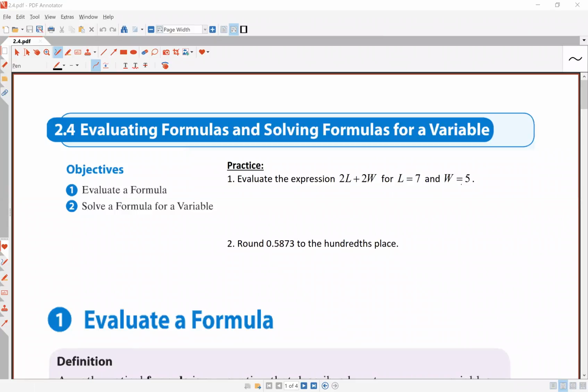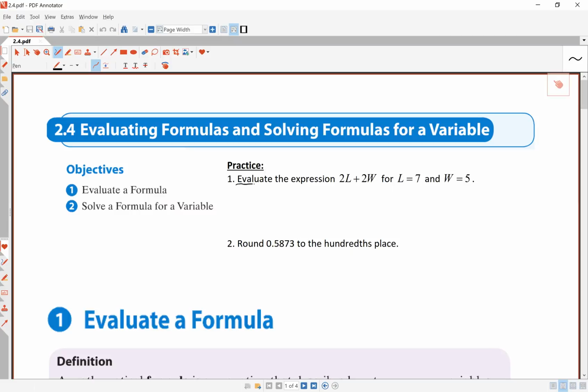This video covers 2.4, evaluating formulas and solving formulas for a variable. Practice problems. Number 1, evaluate the expression 2L plus 2W for L equals 7 and W equals 5.